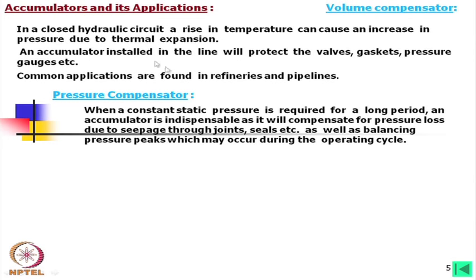So, what actually happens is, if there is a rise in temperature, there will be a volume increase in the oil. So, the excess volume will generate a pressure. Due to this pressure, this oil can be stored in the accumulator, and when the temperature comes down, again that will be filled. So, in very large pipelines and others, where it may not be a hydrostatic transmission, but the oil is being transferred with the full volume filled, such accumulators will be very helpful. So, that is the volume compensator.